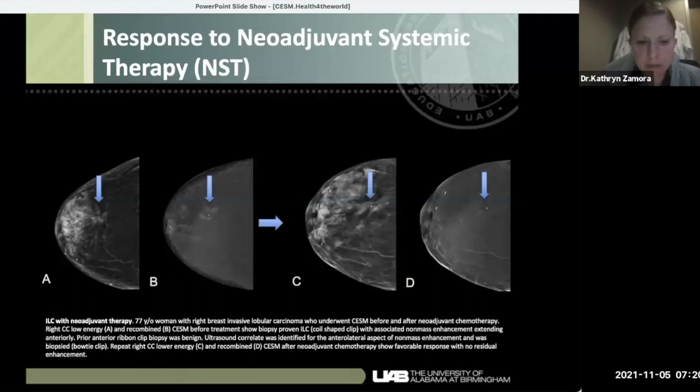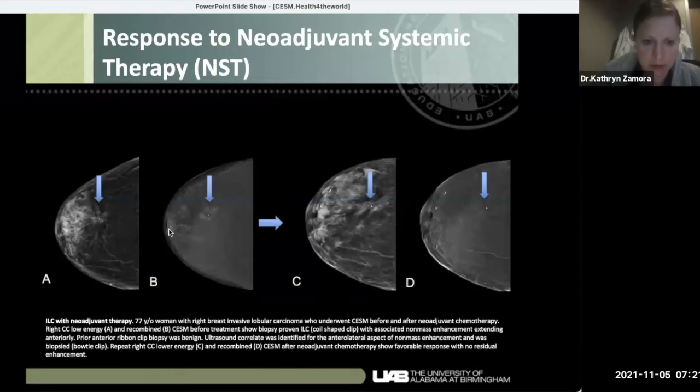This was a 77-year-old woman with invasive lobular carcinoma. And you can see here that A and B are the pre-neoadjuvant systemic therapy images, and C and D are post-neoadjuvant systemic therapy. And this is an invasive lobular. Here you can see the irregular mass with indistinct margins with associated biopsy marker. And on the recombined images, you can see that there is subtle enhancement of the invasive lobular carcinoma.